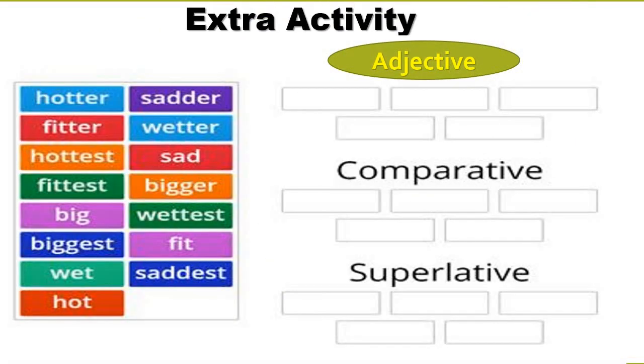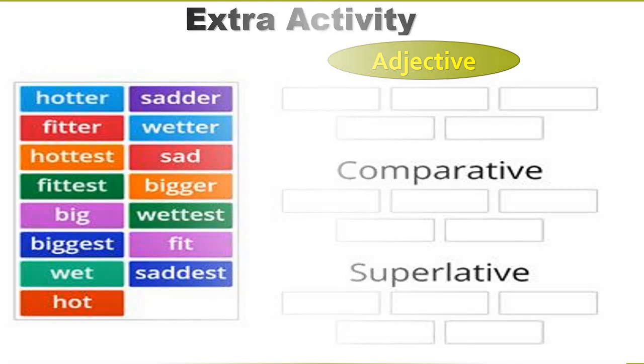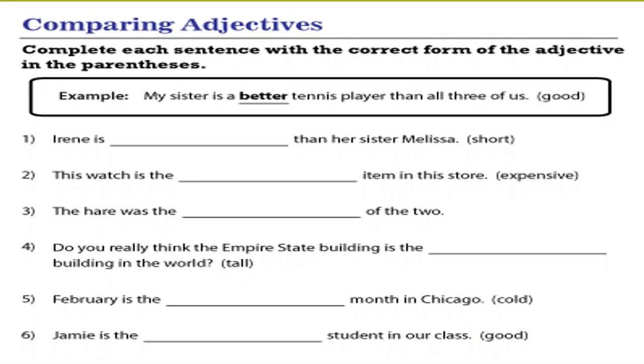And I have given you an extra activity. In this activity, I have given you a list of words mixing adjectives, comparatives and superlatives. You have to categorize them into adjectives, comparatives and superlatives. Then I have given you another activity. You have to complete each sentence with the correct form of the adjectives.